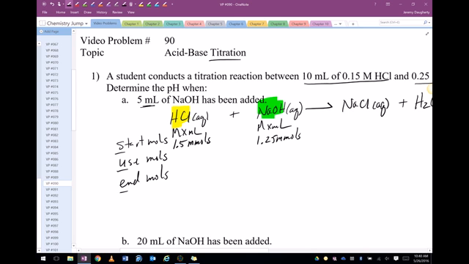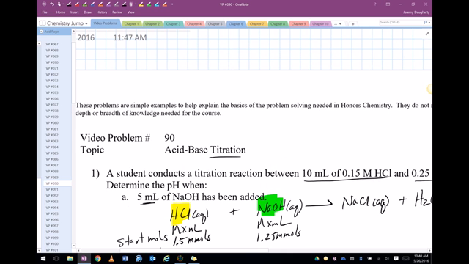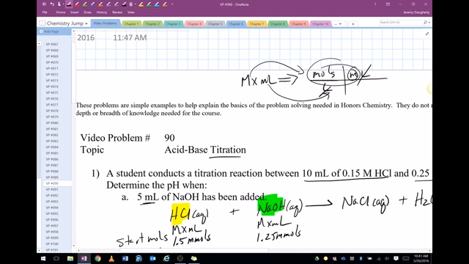So let's talk about millimoles real quick, make sure everybody's on the same page. What I'm doing is taking molarity times milliliters, which is really moles divided by liters, because that's molarity, and then milliliters is milliliters. So liters cancels out, but milli doesn't, so that's how I end up with millimoles.